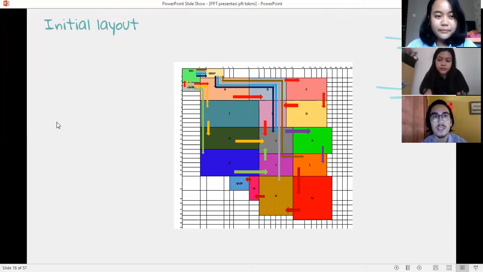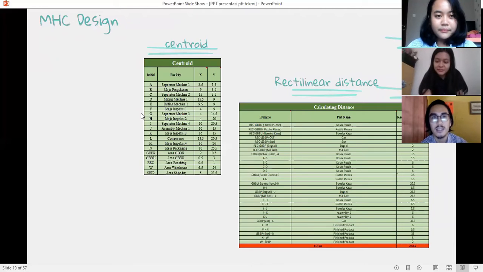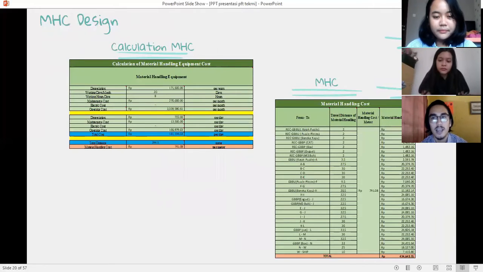This is the initial layout of our facilities, shown in the picture. Next, this is the material handling cost design. The first table shows the centroid, and the second table shows the rectilinear distance. And next, this is the calculation of material handling costs.